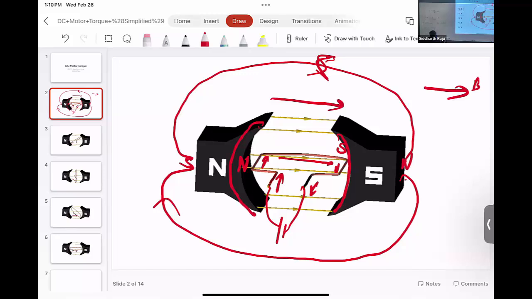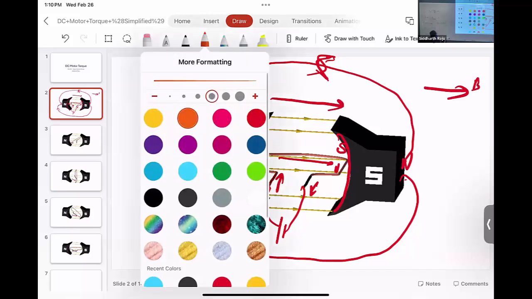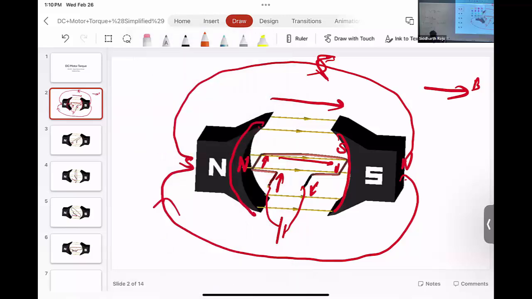So this is the B field. And our current is going in this direction, right? So this formula is I cross B. Turn your hand around, and the force is going to be perpendicularly upwards. So this is the force that we have on the conductor on the right. So our force is going to be upwards.